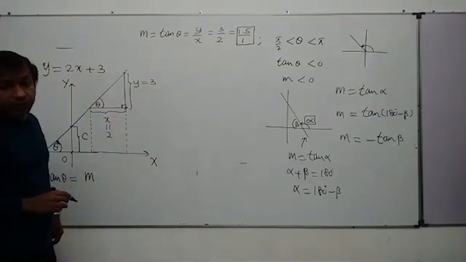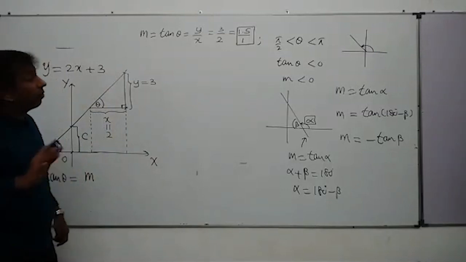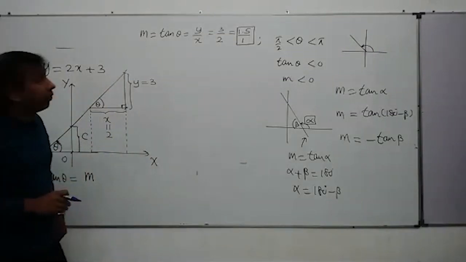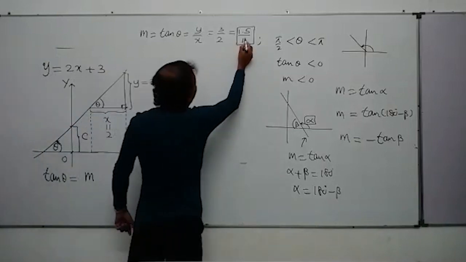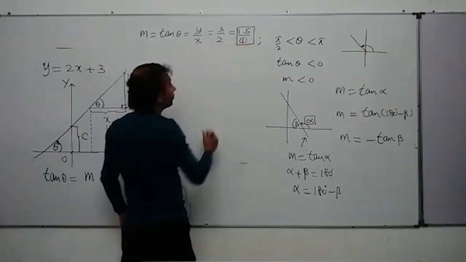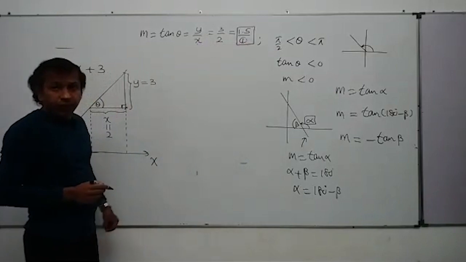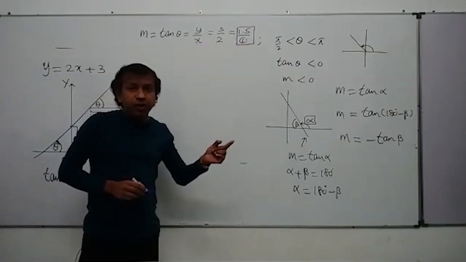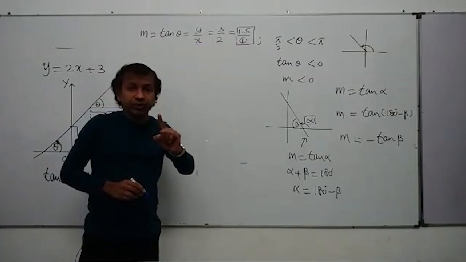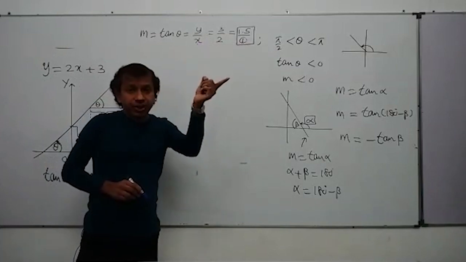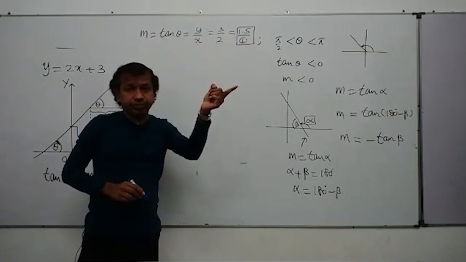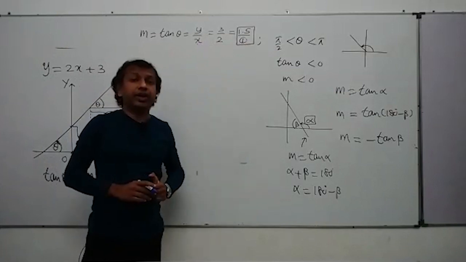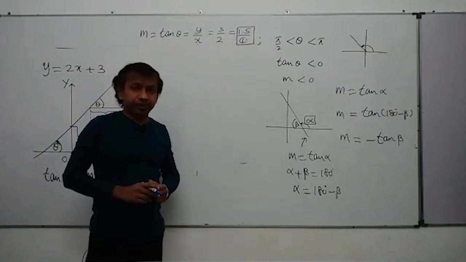Then what do you mean by this gradient? People, then gradient is this. What is this denominator? It is x. When x changes by 1 unit, the corresponding change in y is the gradient.